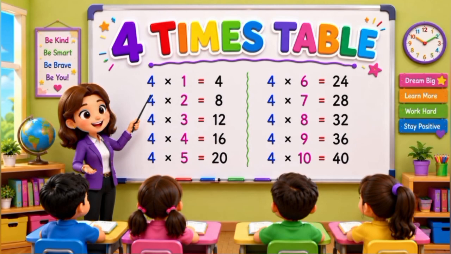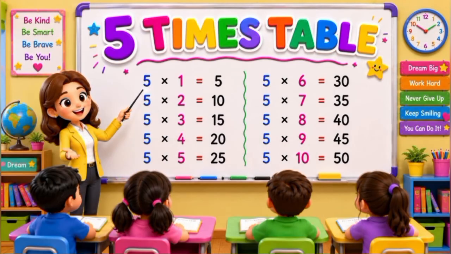4 times table. 4 ones are 4. 4 twos are 8. 4 threes are 12. 4 fours are 16. 4 fives are 20. 4 sixes are 24. 4 sevens are 28. 4 eights are 32. 4 nines are 36. 4 tens are 40.